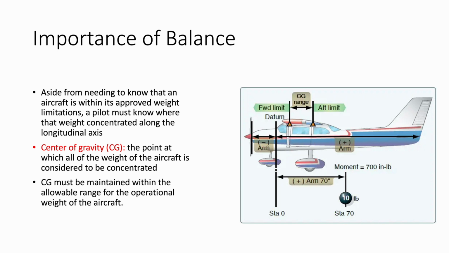Oftentimes we'll talk about the center of gravity, which is the point at which all the weight of the aircraft is considered to be concentrated. Obviously you don't have all the weight in one location, but the point at which it's balanced or concentrated is going to be your center of gravity. So it's the point at which the aircraft is going to balance.